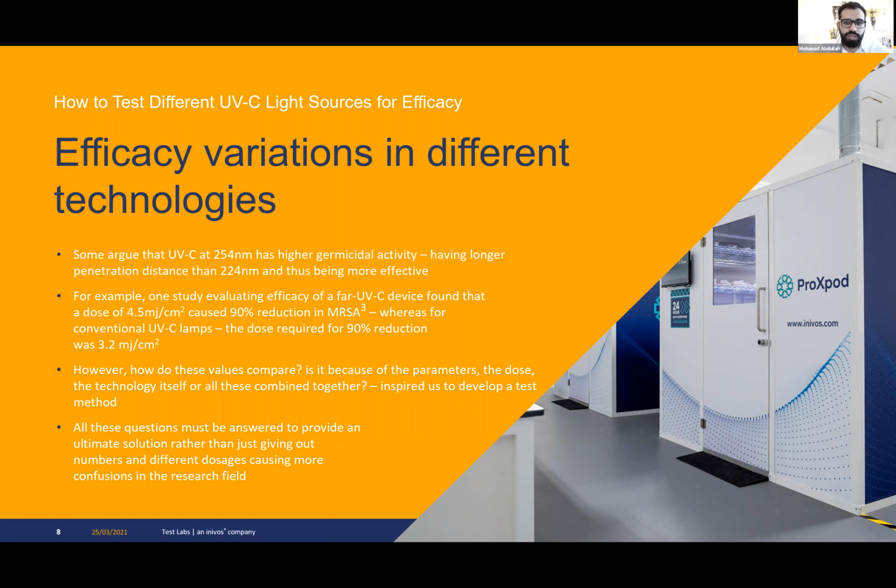So, for example, one study evaluating the efficacy of a far UVC device found that a dose of 4.5 millijoules per square centimeter caused a 90% reduction, which is a log 1 reduction, in methicillin-resistant Staphylococcus aureus. Whereas for conventional UVC lamps using the common low-pressure mercury lamps, the dose required for a log 1 reduction was 3.2 millijoules per square centimeter. However, both technologies were evidently effective.